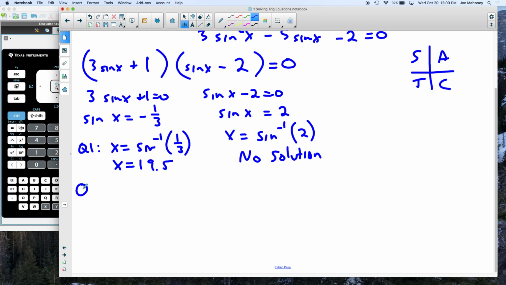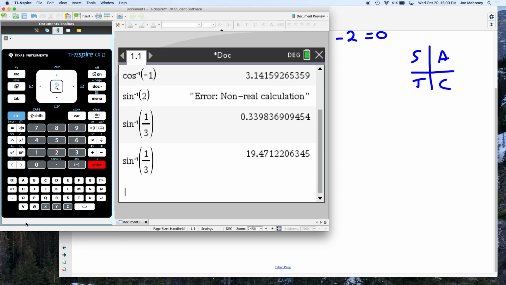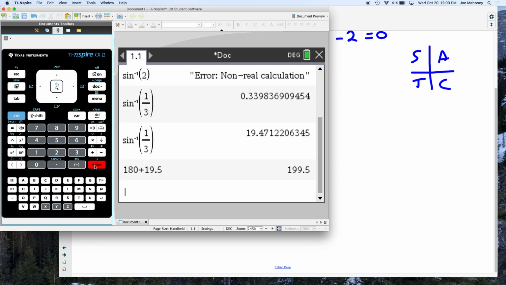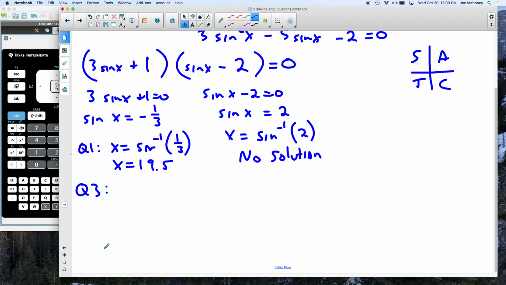But I want the quadrant 3 angle. So the quadrant 3 angle is 180 more than 19.5. And I know I could do this in my head, but I'd rather just type it in here. And I get 199.5. So my quadrant 3 angle is 199.5 degrees, or maybe we'll call it 200 degrees if we're going to 3 sig figs.